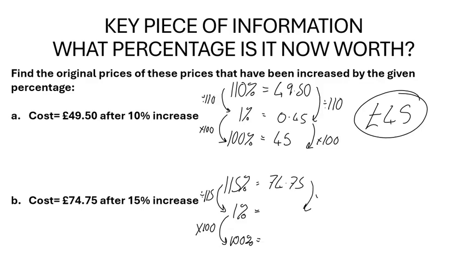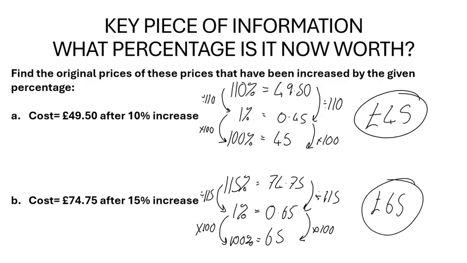So I'm going to start by dividing this one here by 115. I'm going to finish by timesing it by 100. So the £74.75 divided by 115 gives me 0.65. If I then times that by 100, I'll end up getting £65. So my original amount in this case was £65. So there we go.